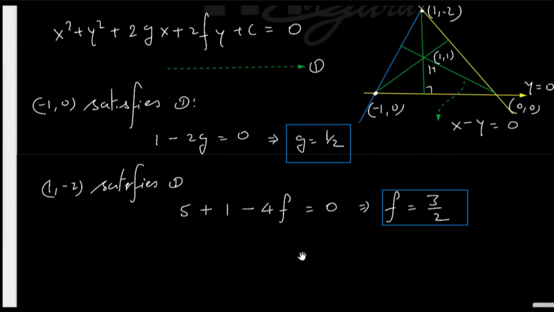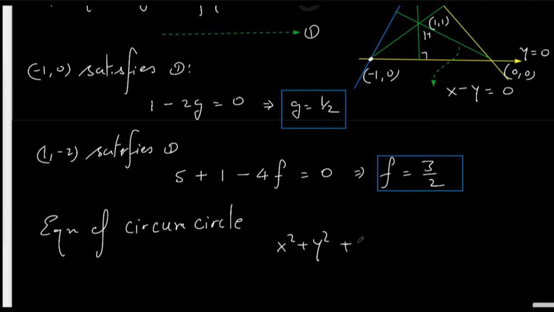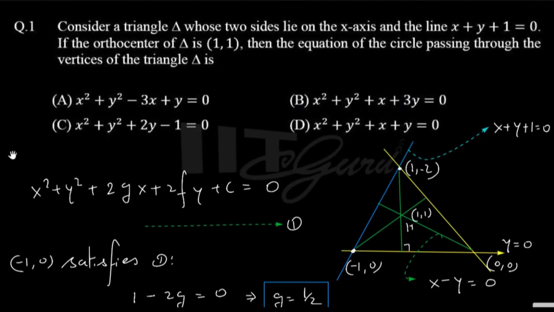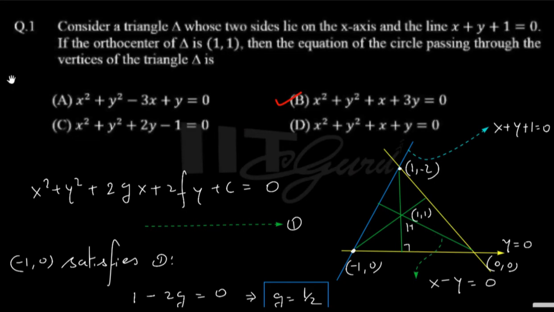So the equation of the circumcircle is, here it is very clear, x square plus y square plus x plus 3y equal to 0, which shows this option is correct.